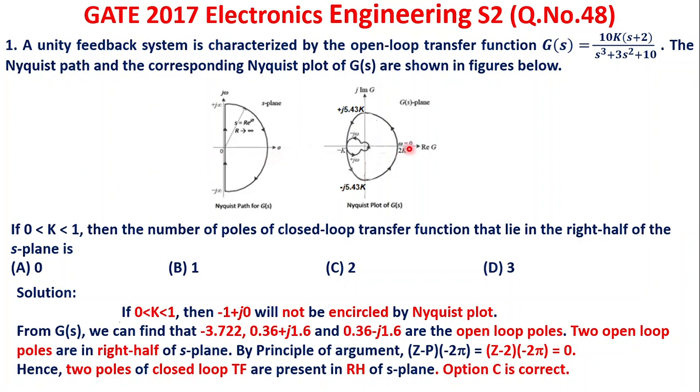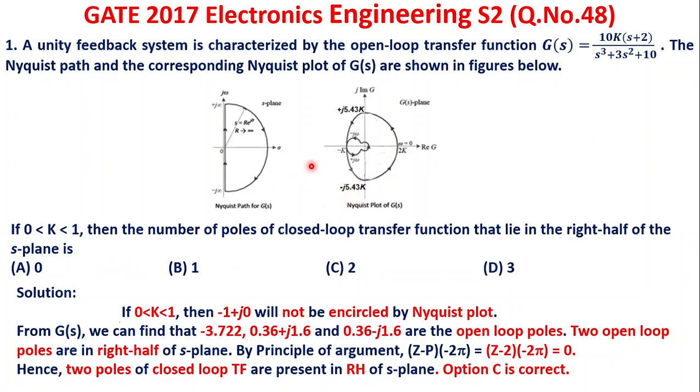So two figures are shown. One is the Nyquist path, that is the Nyquist contour. The second one is the Nyquist plot of G(s), that is the mapping of the Nyquist contour into the G(s)H(s) plane. If 0 < K < 1, then the number of poles of the closed loop transfer function that lie in the right half of the S plane is, with 4 options given: 0, 1, 2, 3.